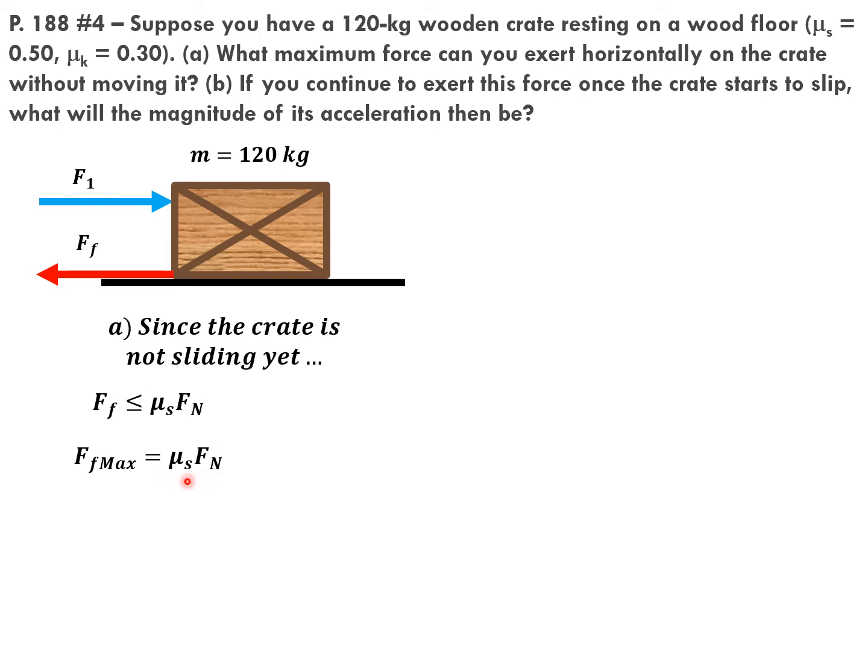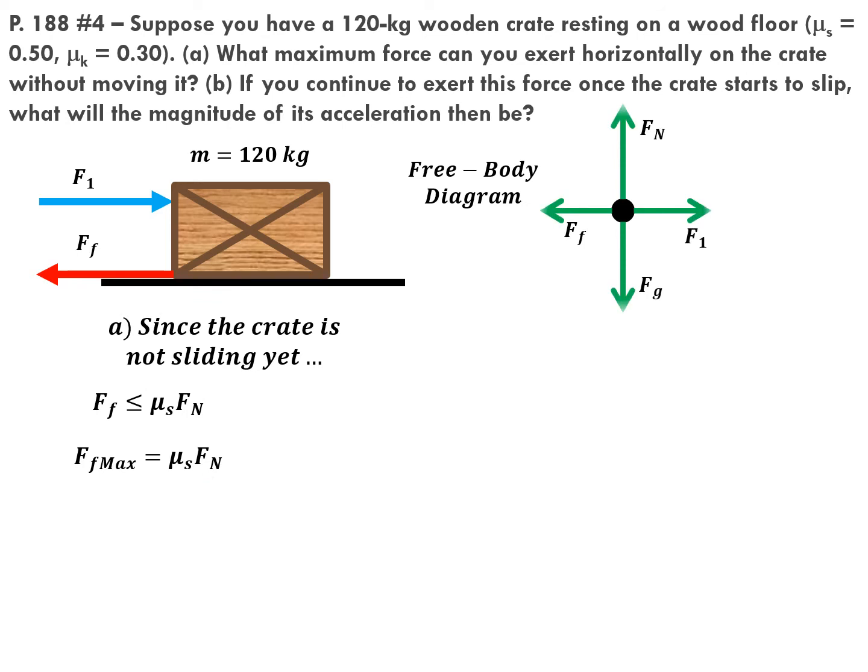Well, in order to solve this, I've got the coefficient of static friction, but I don't have the normal force. So I need to do the net force in the y direction in order to determine the normal force. We have this force 1 we're applying forward, this force of friction backward, gravity's pulling down, normal force is upward. So the net force in the y direction is going to be equal to mass times acceleration in the y direction. Well, we're not accelerating in the y direction, so we go ahead and plug that in as 0. But we do have this force of gravity downward, so we make that negative, and then this normal force upward is going to be positive.